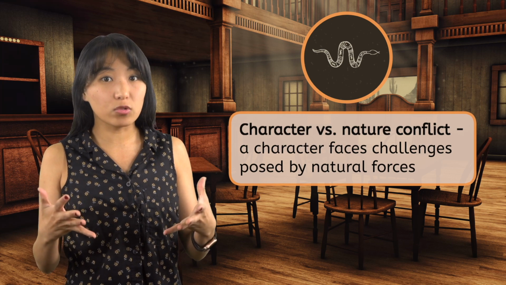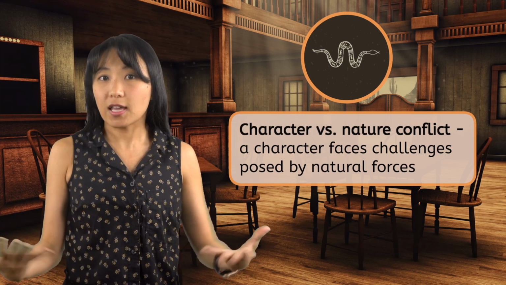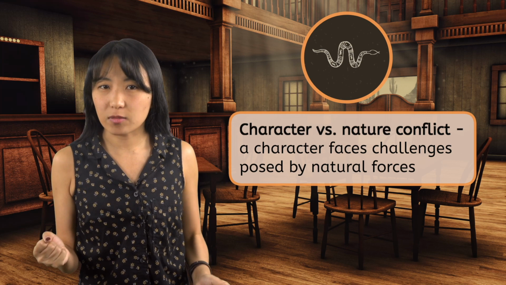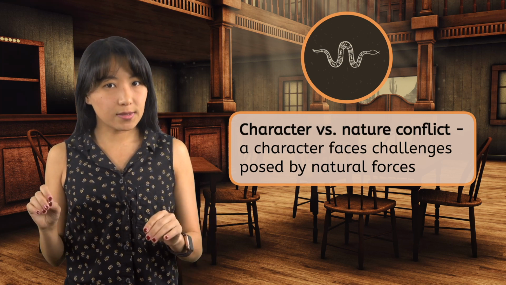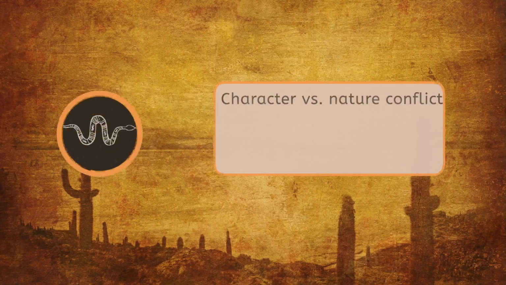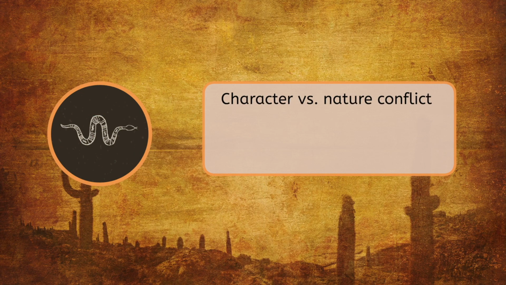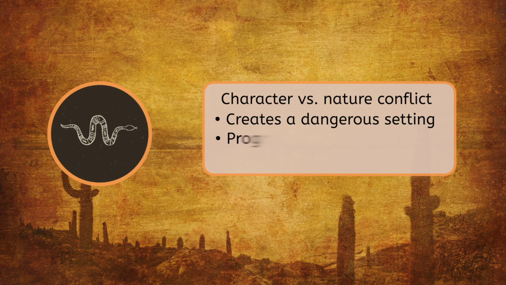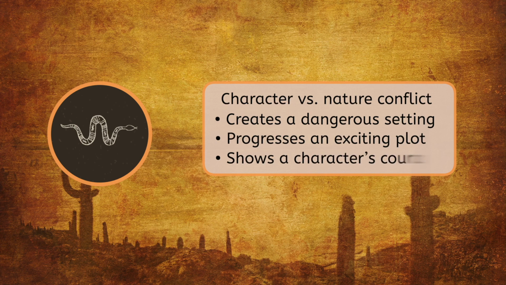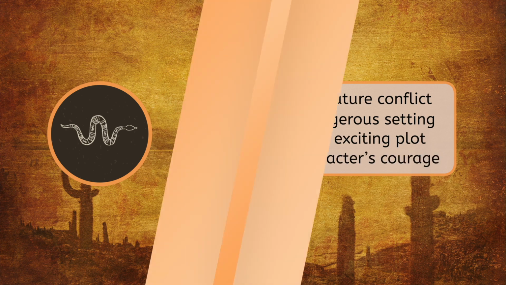This type of conflict occurs when a character faces challenges posed by natural forces like extreme weather, wild animals, or hostile places. A character versus nature conflict can shape the setting with terrifying and challenging environments. It also moves the plot forward by testing a character's resilience and courage.